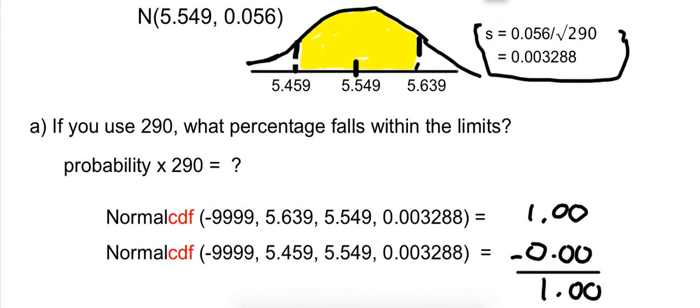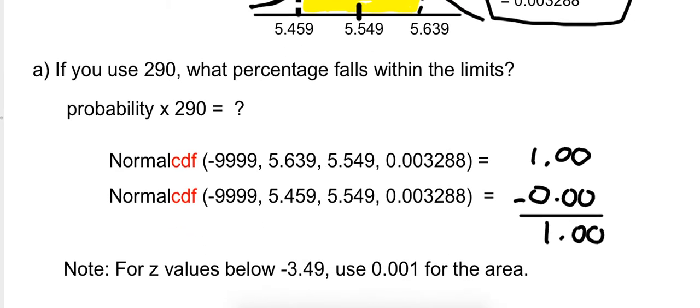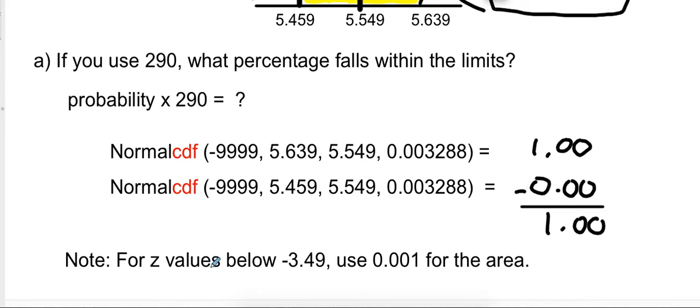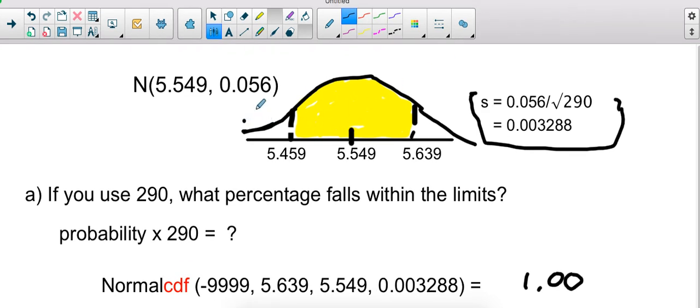And if you think about it, there must be something out here. Not everything is sitting underneath this curve. There has to be some piece outside there. And if you go to your table, it's going to say for extreme z values, like we have, you want to use 0.001 for the area. So that means this little tail here is 0.001, and this little tail here is 0.001. And so what's inside here is 0.998.